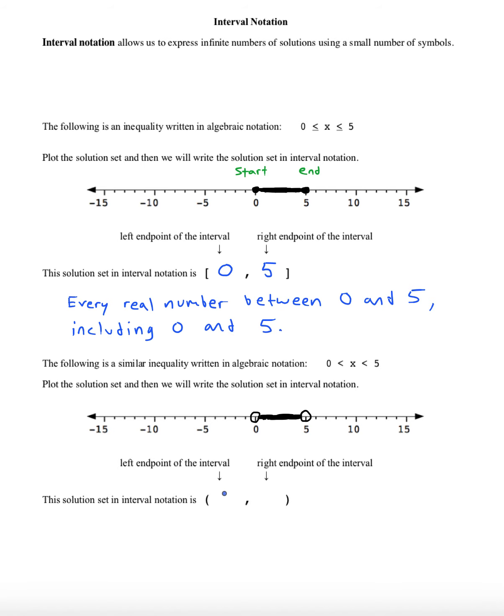Interestingly, when we do put it into interval notation, we're going to use the same numbers as above. But here the parentheses indicate that the 0 is not part of the solution set and the 5 here is not part of the solution set. So this is every real number between 0 and 5, excluding 0 and 5.